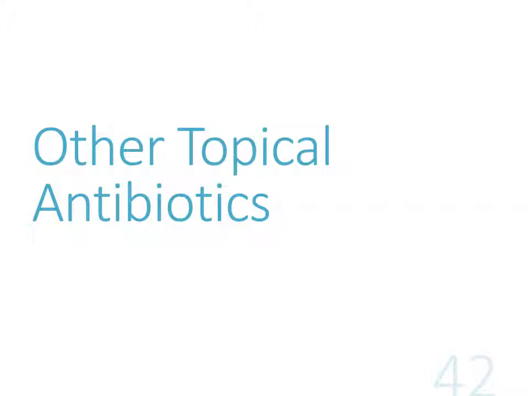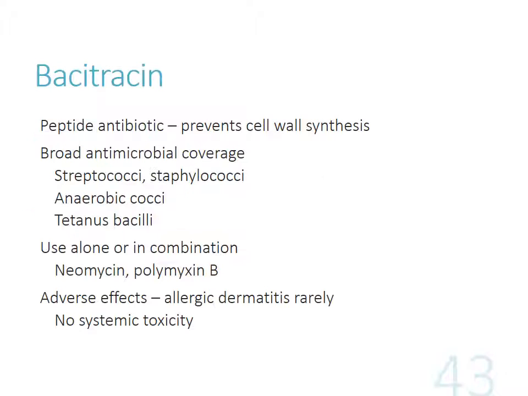Okay, so some other topical antibiotics you might see being used out there. One's going to be bacitracin. Certainly, this is a good, very broad coverage antibacterial. We don't use it systemically because it has a lot of systemic side effects, but since it doesn't get absorbed when used topically, it's a great drug to use for topical either infection prevention or treatment.